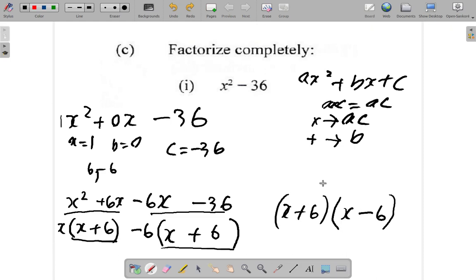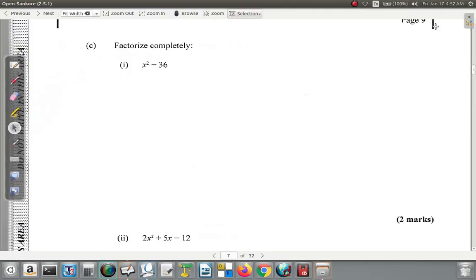Alright? So the shortcut method really comes from the AC method. But they don't really expect you to go through the long AC method, because what happened here is that they only give you 2 marks. You can use the shortcut method and show your working, right to your explanation, whatever it is. Alright, so this is the first part of part C.